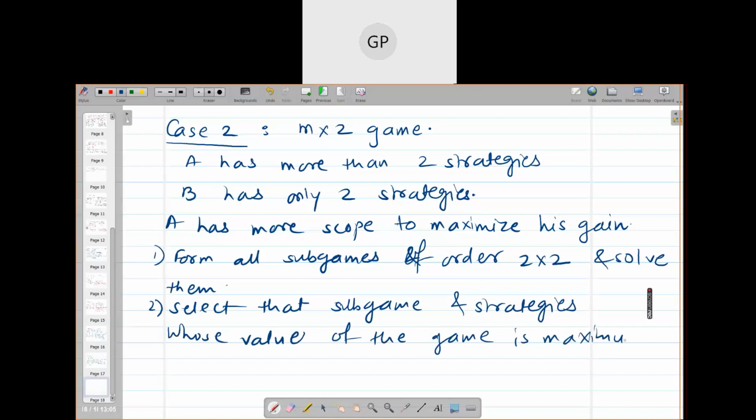Okay. So this finishes 3 methods: algebraic method, arithmetic method, and subgame method. Now we are left with 2 more very important methods, graphical method and dominance principle, which we can cover tomorrow. One of the methods we will cover tomorrow. So let us have one example where A has more strategies than B.